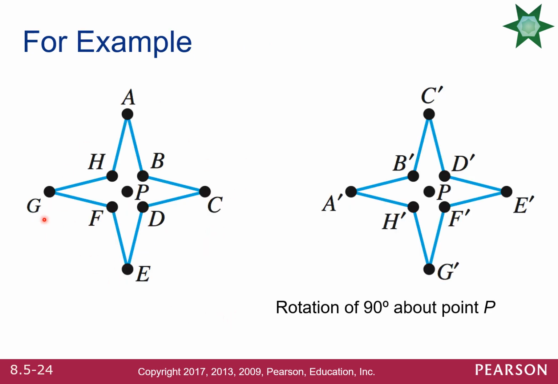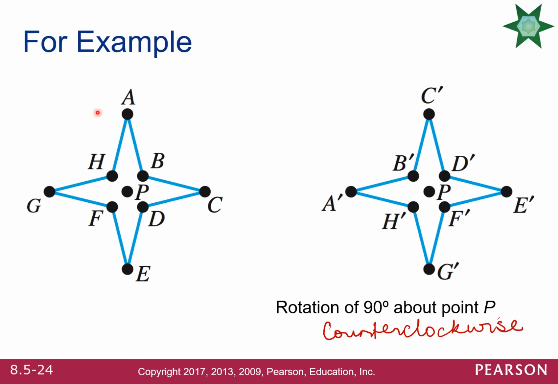So again, we have this star-shaped figure with the points labeled A, B, C, D, E, F, G, H, and there's a point at the center P about which we are going to rotate it counterclockwise 90 degrees. So rotation of 90 degrees about point P, the point at the center, and it's going to be rotated counterclockwise. They should have mentioned that, because otherwise it would be a little bit different if we rotated it clockwise. So counterclockwise is how the example is rotating it.